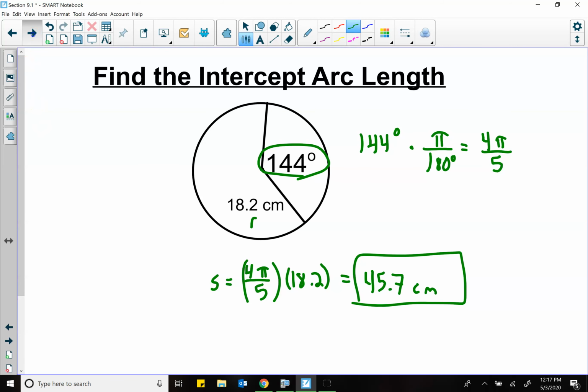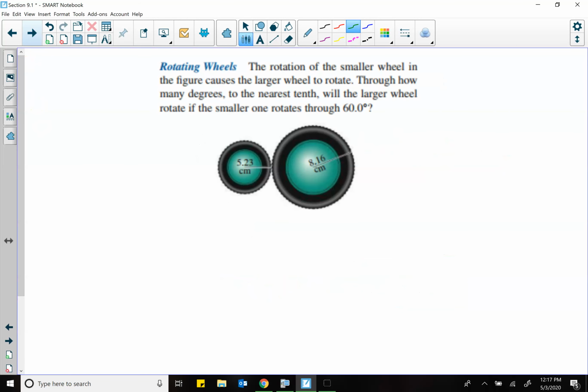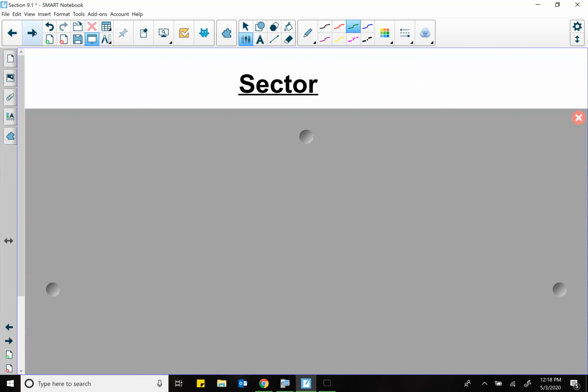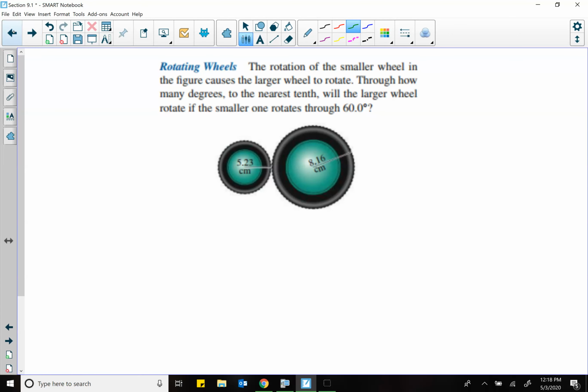Some other things that you're going to find out is that we can actually talk about rotating a wheel. Okay? Some other cool things. So they want to know through how many degrees to the nearest tenth, there's that rounding, will the larger wheel rotate if the smaller one rotates 60 degrees? Go ahead, pause the video, give this one a shot. And I believe this is the end of everything. Oh, nope, we got a sector. So we'll talk about the sector here in a second. So go ahead, pause the video, and give this one a shot. Go!